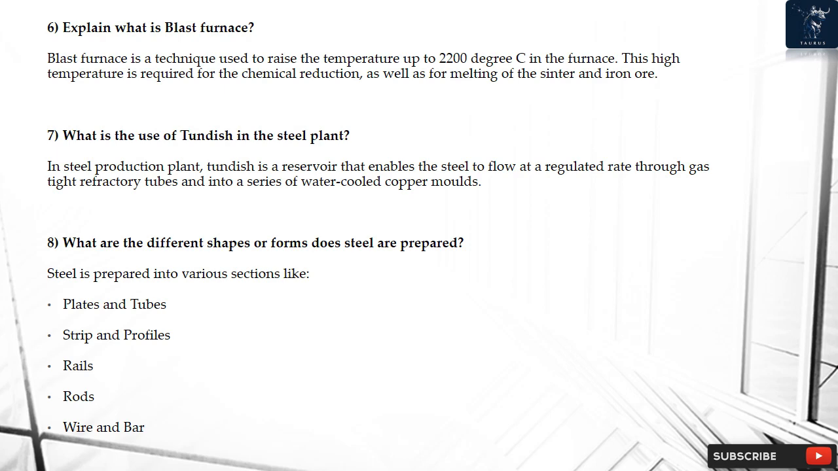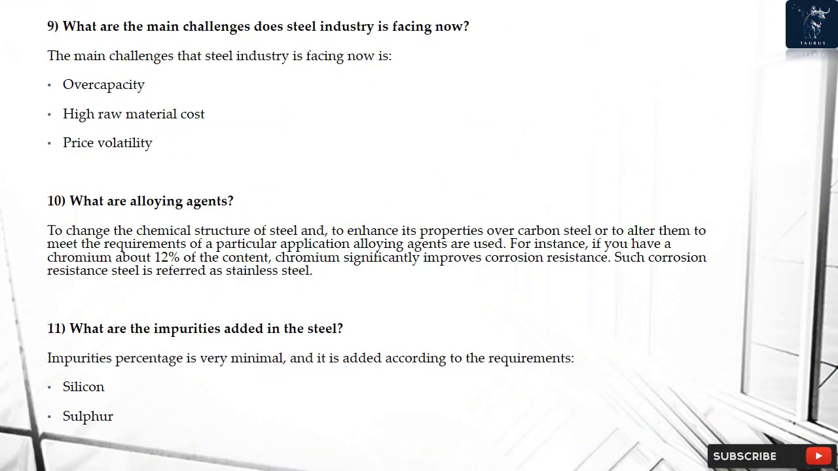8. What are the different shapes or forms in which steel is prepared? Steel is prepared into various sections like plates and tubes, strip and profiles, rails, rods, wire and bar. 9. What are the main challenges the steel industry is facing now? The main challenges are overcapacity, high raw material cost, and price volatility.